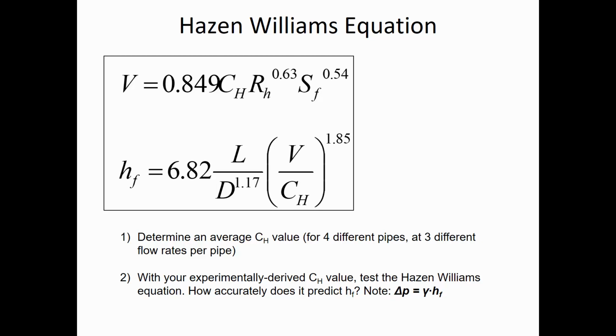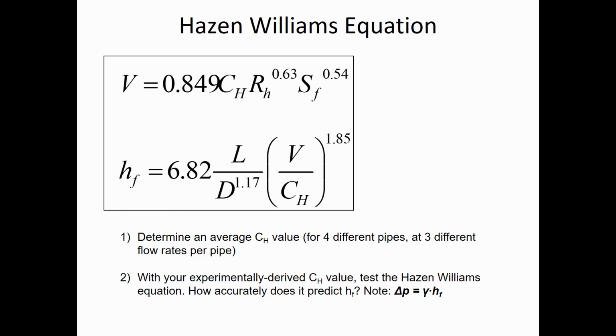And the reason why is that then I want you to put that average C sub H value into this form of the Hazen-Williams equation and predict the pressure change. So kind of putting it back into this equation where we know the pressure change is the head loss times gamma. How does the observed pressure change compare to the predicted pressure change that Hazen-Williams says you should see? So you're testing how good this equation is at predicting head loss through a pipe.